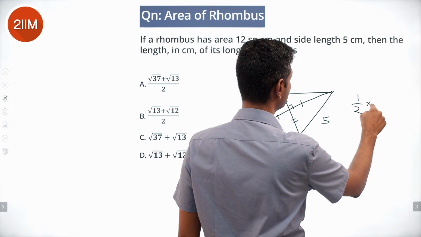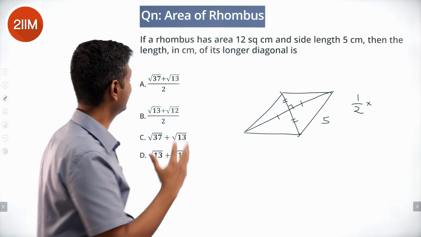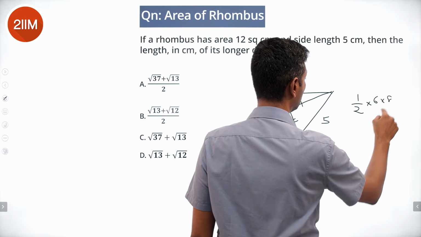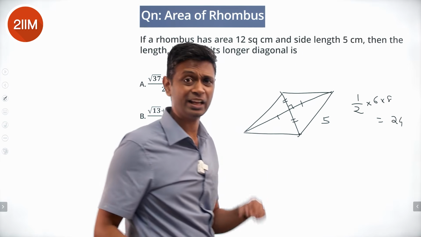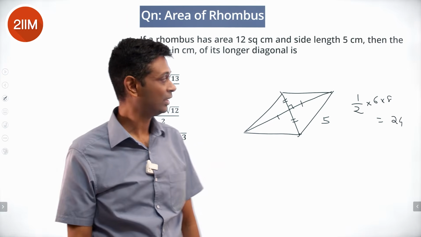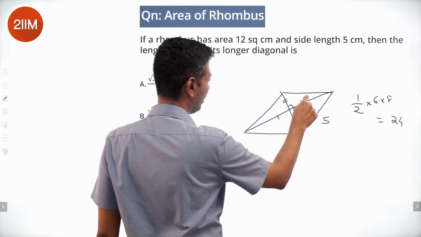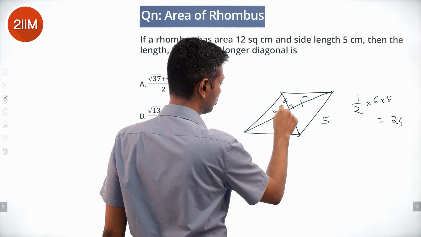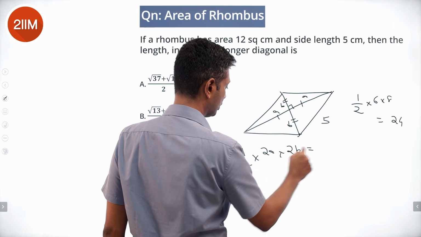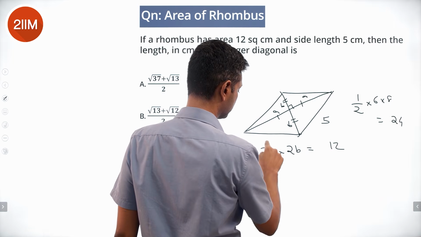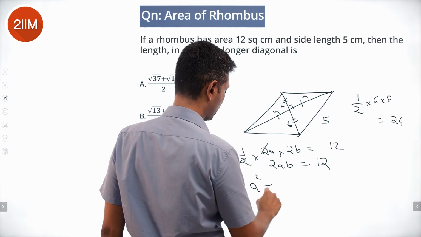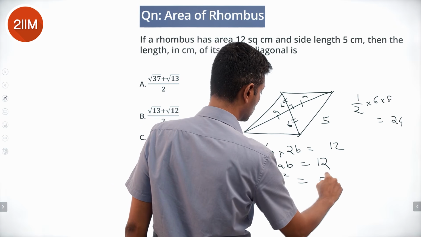Area would be half into product of diagonals, half into 6 into 8, just 24. Our area is only 12. So it's not a 3, 4, 5 triangle. Initially I thought 3, 4, 5 done, we're through. Coasting doesn't work like that. And so if this is A, this is A, this is B, this is B, we know that half into 2A into 2B is the area, that is 12, or 2AB is 12. We know that A square plus B square is 5 square, which is 25.